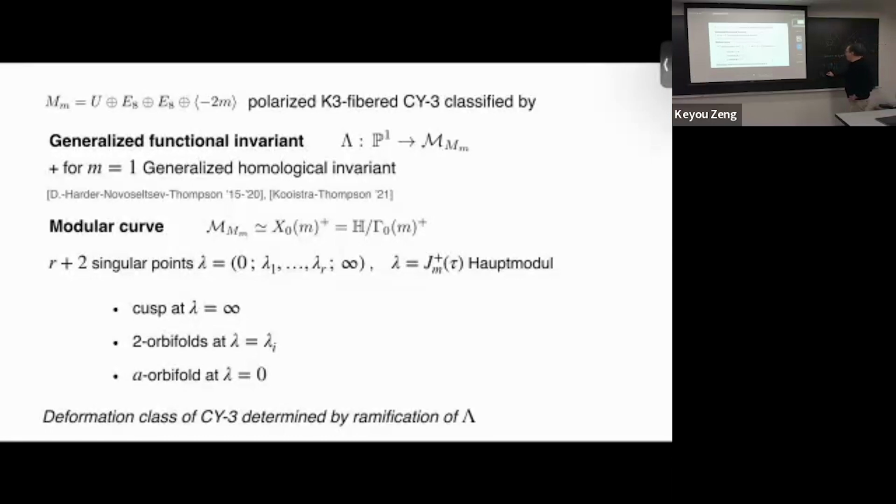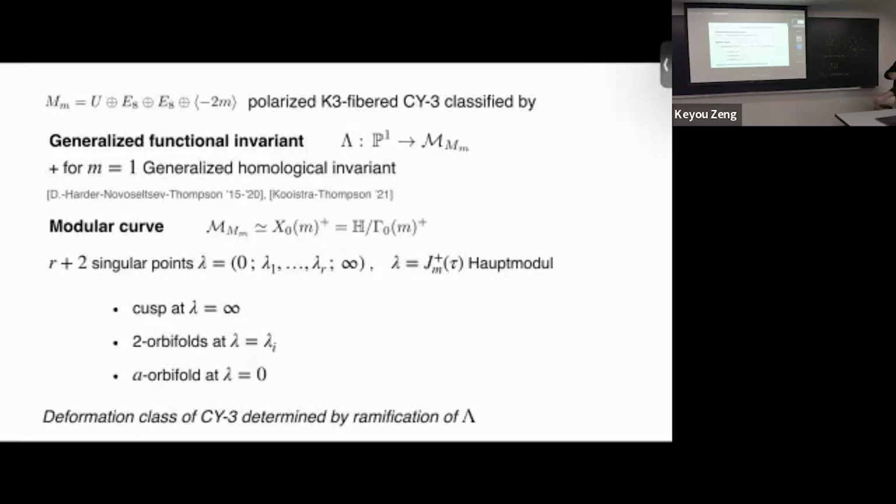So MM is defined to be H, this thing, sometimes called U, plus E8, plus E8, plus, okay, this is rank 16, 17, 18, it's actually rank 19. These are negative definite. This, of course, has mixed signature, and this is minus 2m, which means it's a single class whose square is minus 2m. It's necessarily an even lattice.